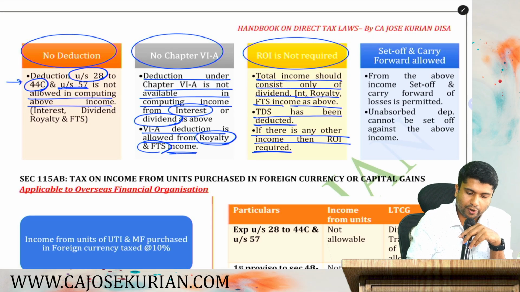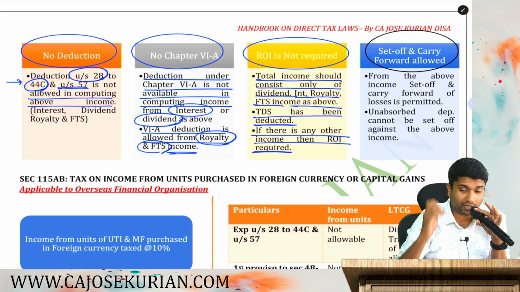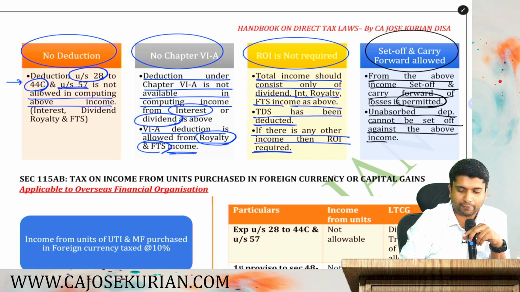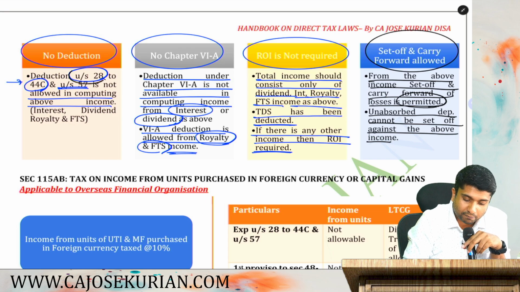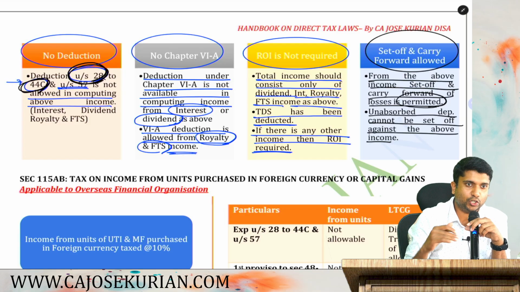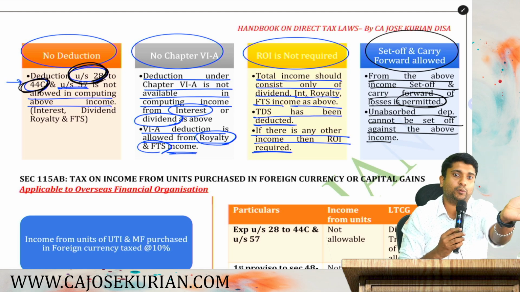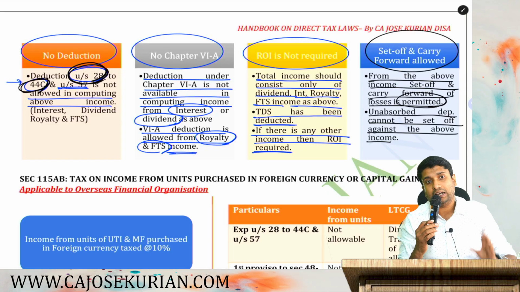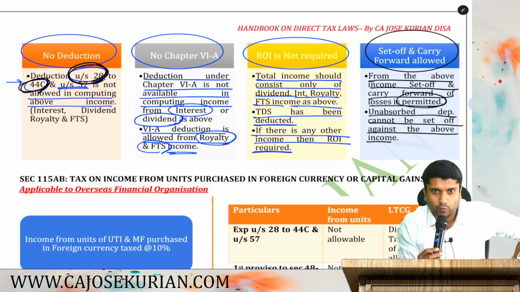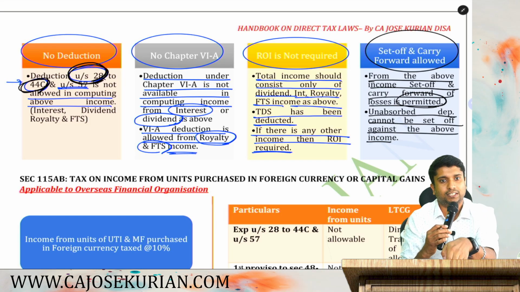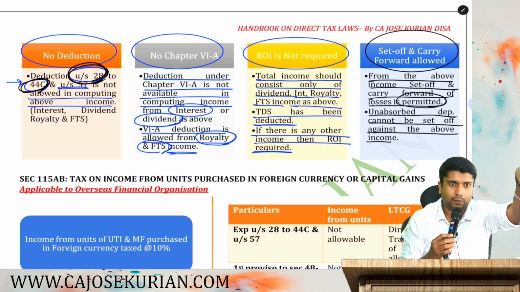Moving on to the last point, what are they saying? Set off and carry forward of loss is permissible. From the above income, set off and carry forward of losses is permitted. But unabsorbed depreciation cannot be set off against the above income. Why? Because unabsorbed depreciation comes in between 28 to 44C. Normal set off and carry forward is under 71 and 70. That 70 series you can do. Except for unabsorbed depreciation, you can adjust other losses. That's what they are saying. You have some other business and you are incurring a loss. That business loss, you can adjust it against income under PGBP if it is coming under PGBP.